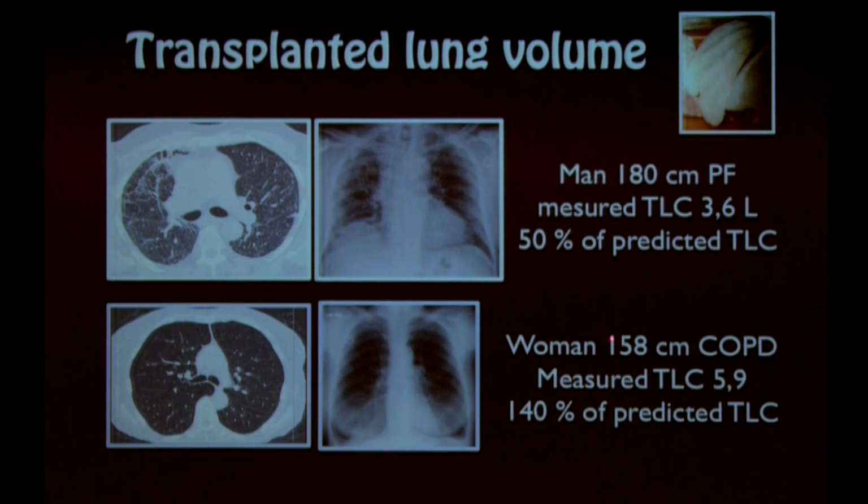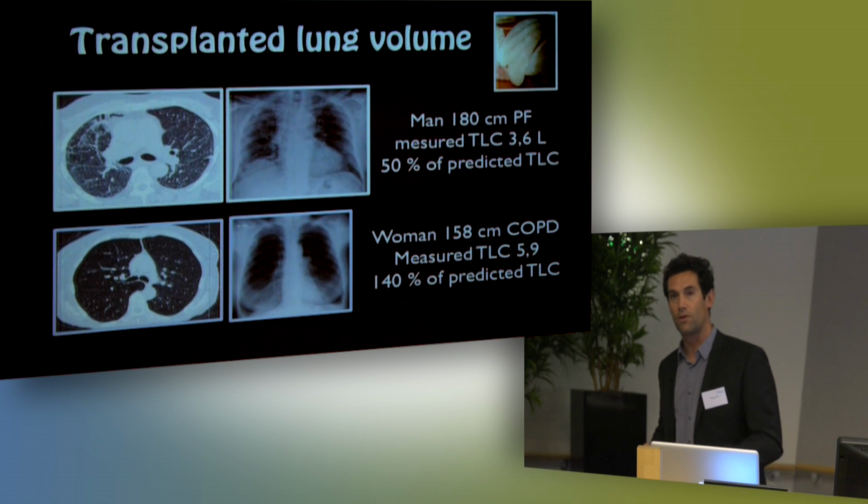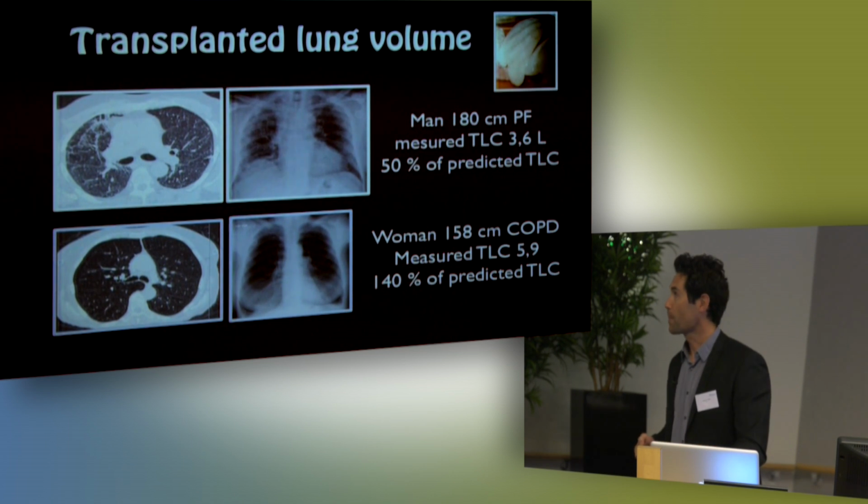If you take a woman with only 1.58 meters, a COPD patient, the measured TLC will be higher because she's 140% of the predicted TLC. So in both cases, if you are only interested in the size of the patient, which is much different, finally the bigger chest wall comes to the woman with the smaller size. So the size of the chest wall will be the same after lung transplant. We've changed the lung, but we don't change the chest wall.